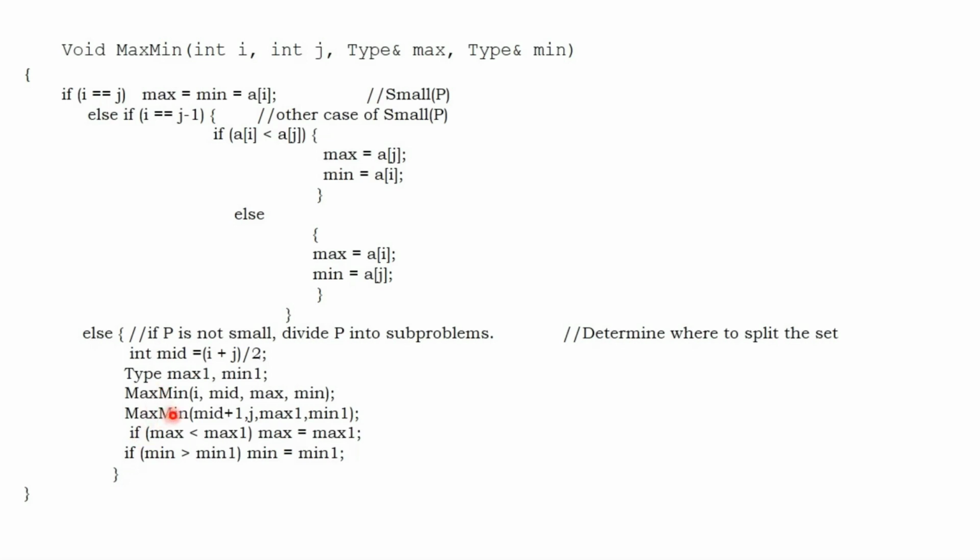After having found the solution to both these subproblems, we need to find, among these two subproblems, which is the largest value for max and which is the smallest value for min. So if max is lesser than max1, what does it imply? Then max should be replaced with max1. So max is equal to max1. If min is greater than min1, then min has to be replaced with the min1 value.